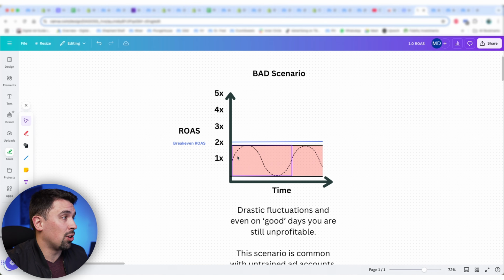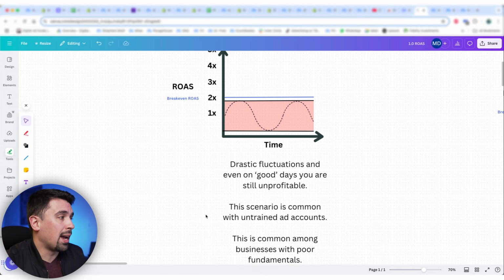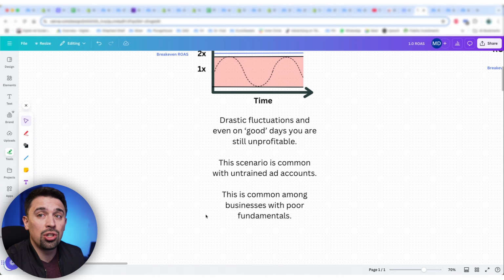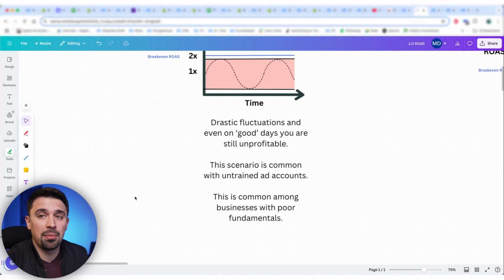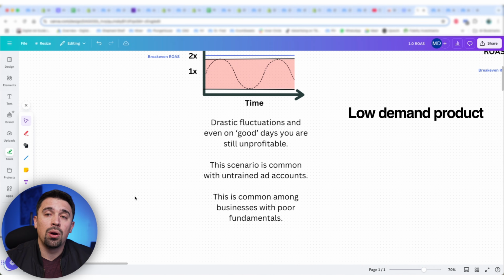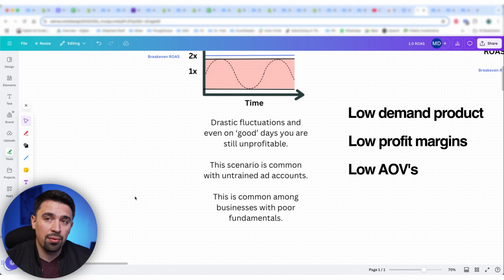On the good days, you're still below your break-even. So even on the best day, you're losing money. And then on the bad days, you are losing a lot of money. So this is really, really bad. This is unfortunately pretty common though. I tend to see this with ad accounts that are untrained, that are brand new, and with businesses that have poor fundamentals, meaning they have a product that's not in demand, or they have low profit margins, or a low average order value, or a very low conversion rate on their website.